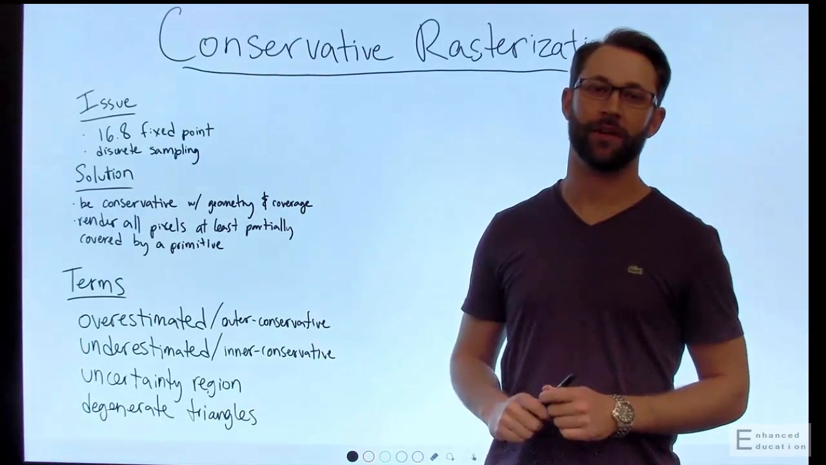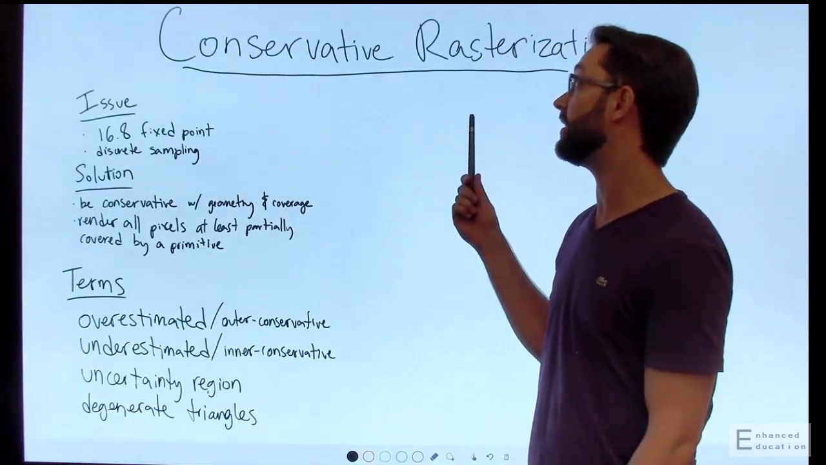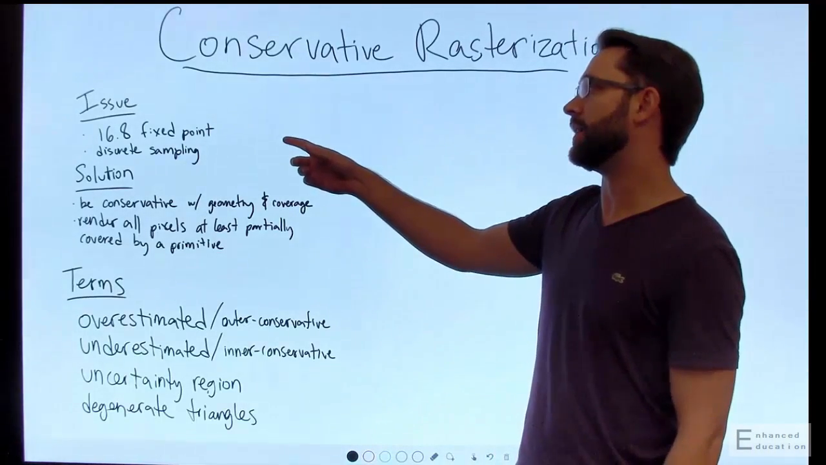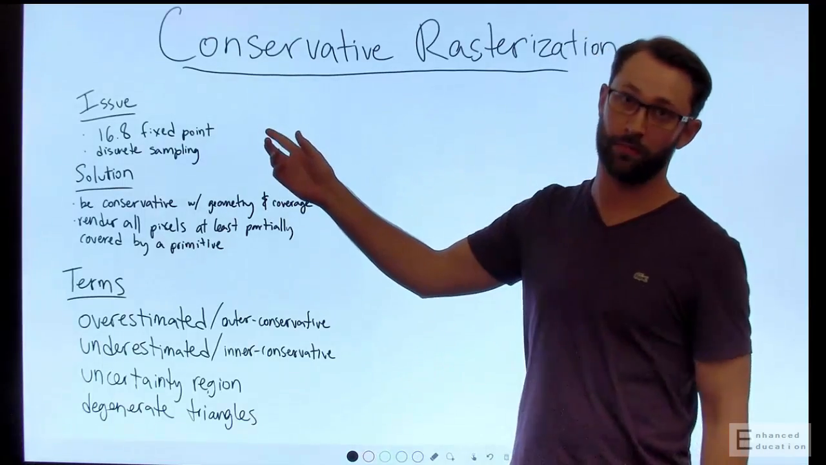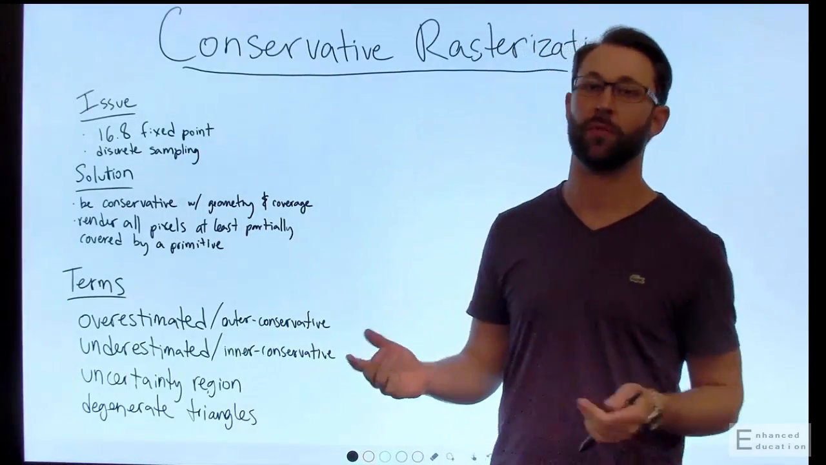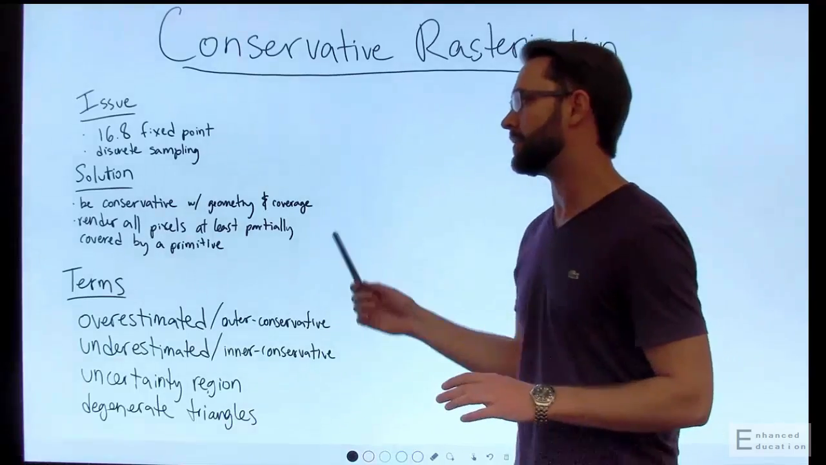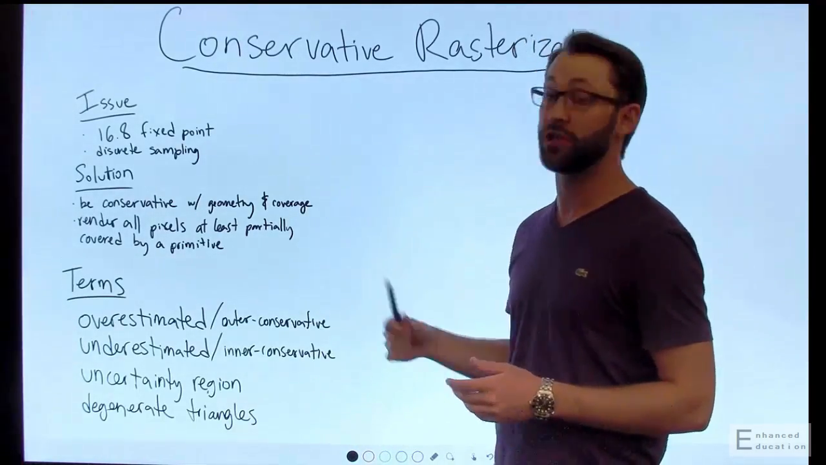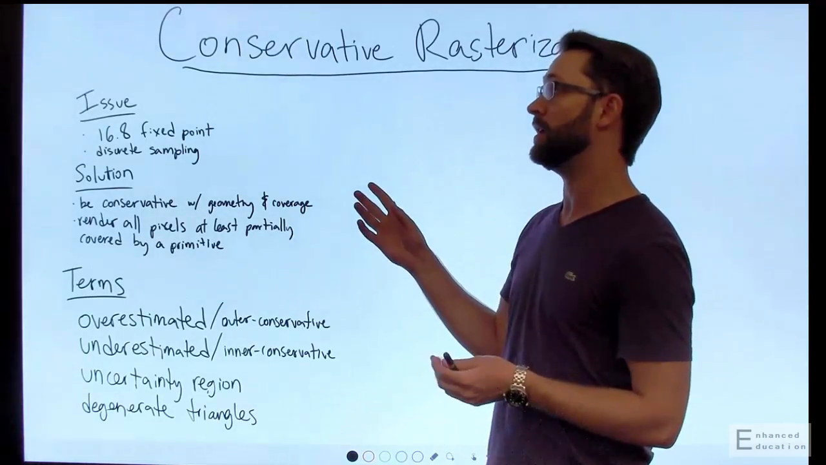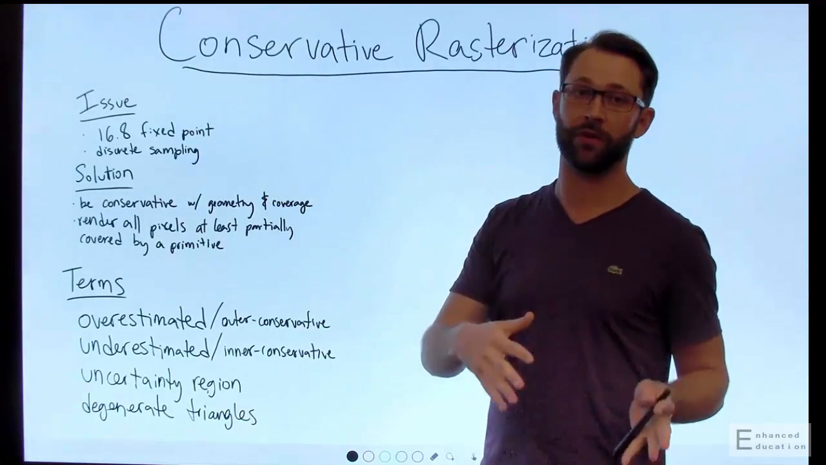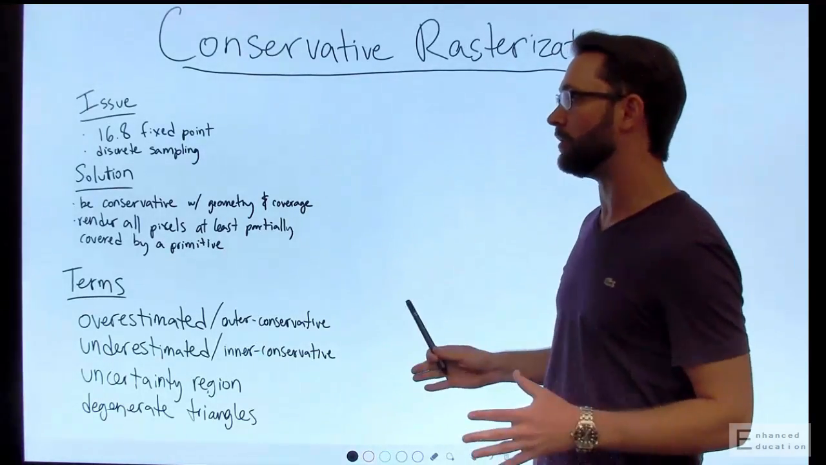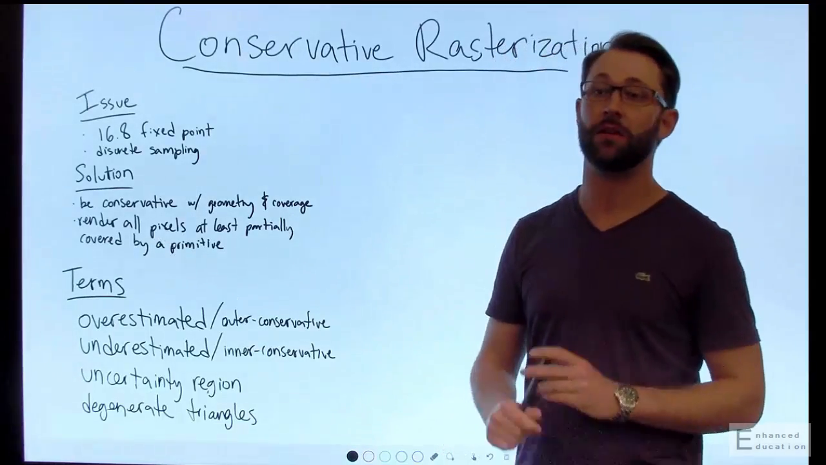I'm a developer on the Direct3D team here at Microsoft, and today I'm going to talk to you about conservative rasterization. And really the issue is that we've got 16.8 fixed point precision in the rasterizer and discrete sampling there. If we're just sampling the center of a pixel, we might miss a contribution from a primitive that only partially covers that pixel. And so the solution is to be conservative with the geometry and the coverage and make sure that we compensate for some of the shortcomings in the rasterizer, in that it can't fully represent the floating point vertex coordinates that you might be feeding to the graphics pipeline. And so in general, the idea is that we want to render all pixels that at least partially cover a primitive.